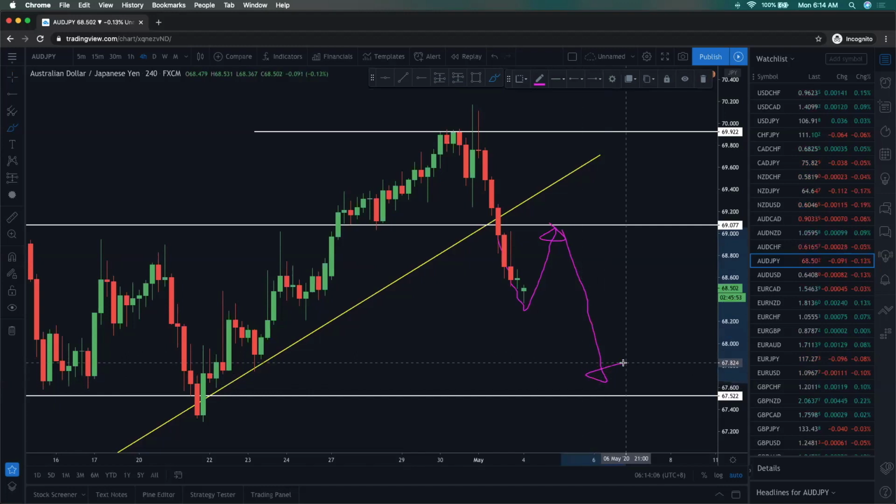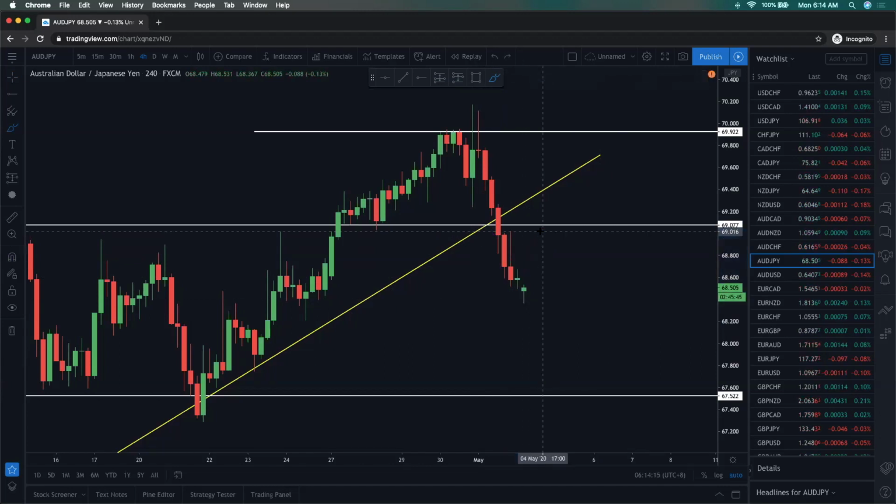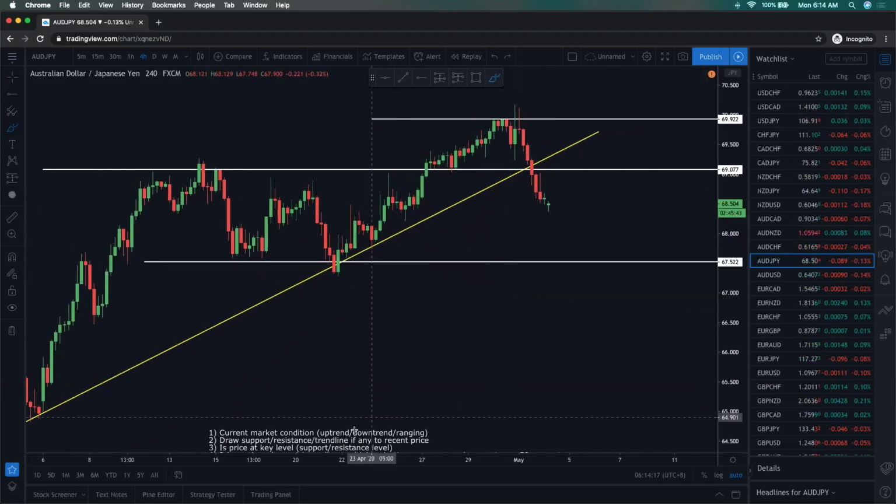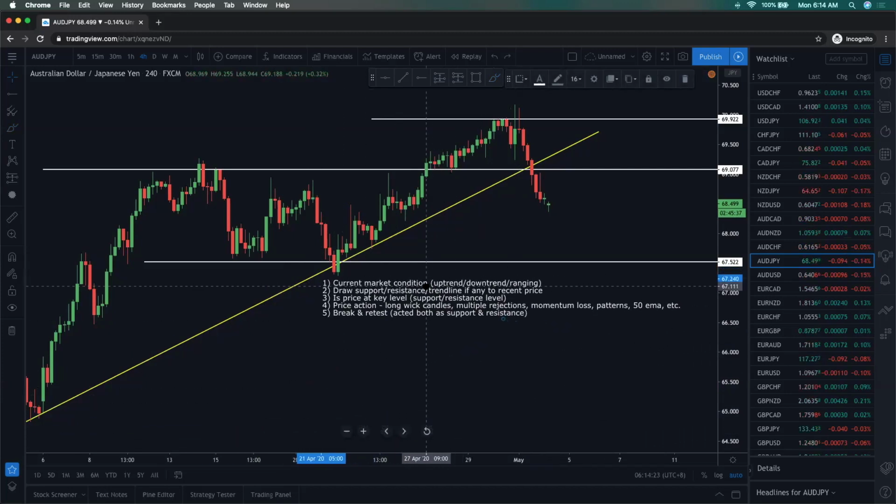Okay, so we do not have to rush, guys. We always wait for the pullback to confirm, where support becomes resistance. That is what we are looking at for our plan. As simple as that. We need to be patient to enter the market.